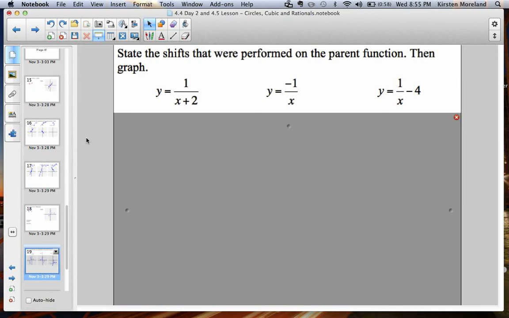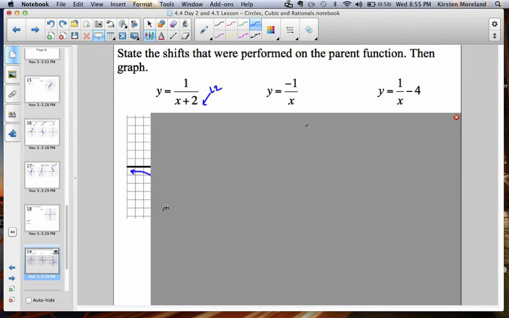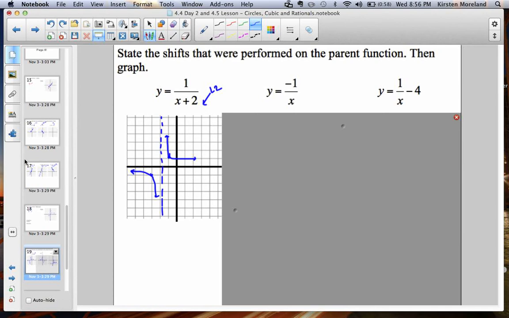Right? So now we're going to look at our first set of graphs. This 2 on the bottom means it's gone left 2. So your graph should have a vertical asymptote shifted to the left 2. Your horizontal should still be at 0, 0. And again, we have a piece in the upper right and the bottom left.